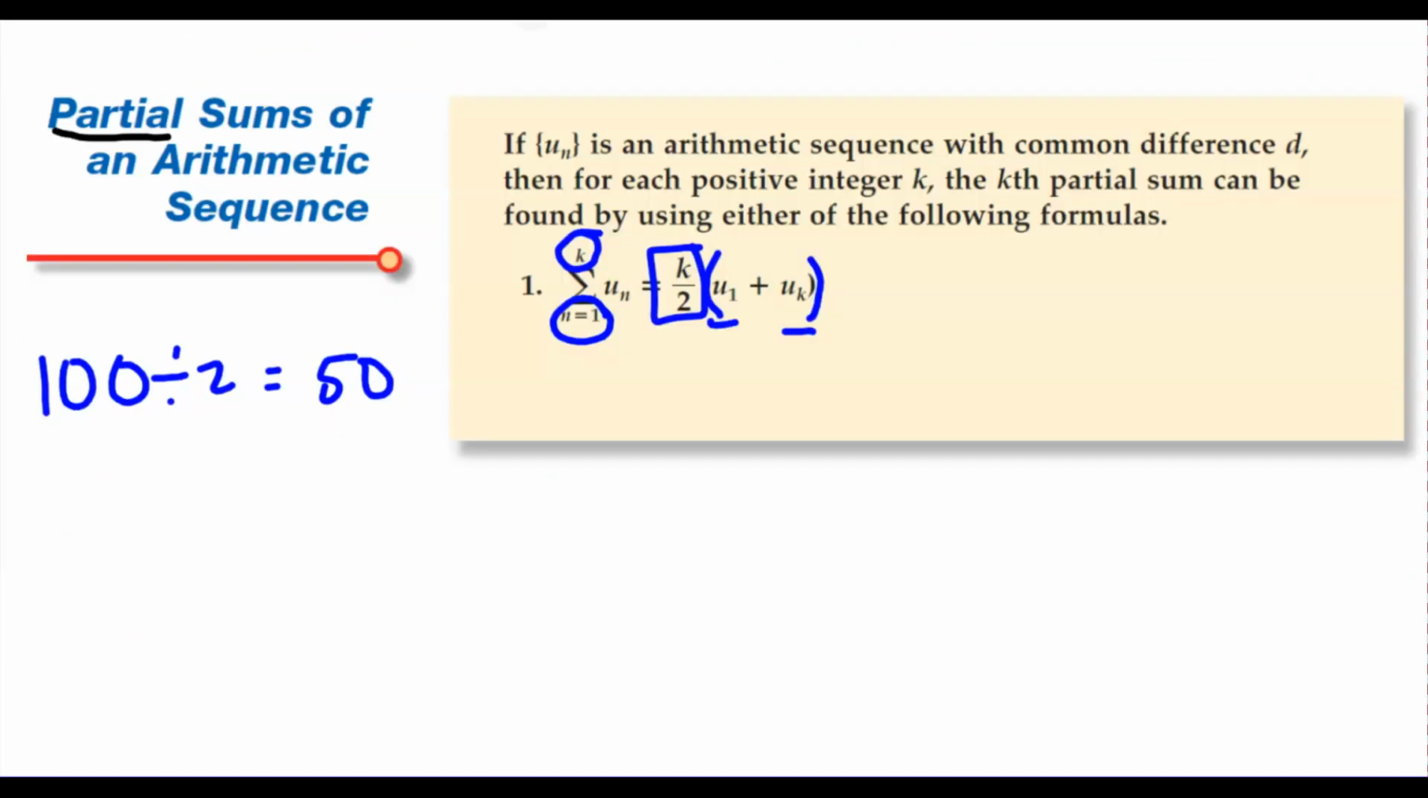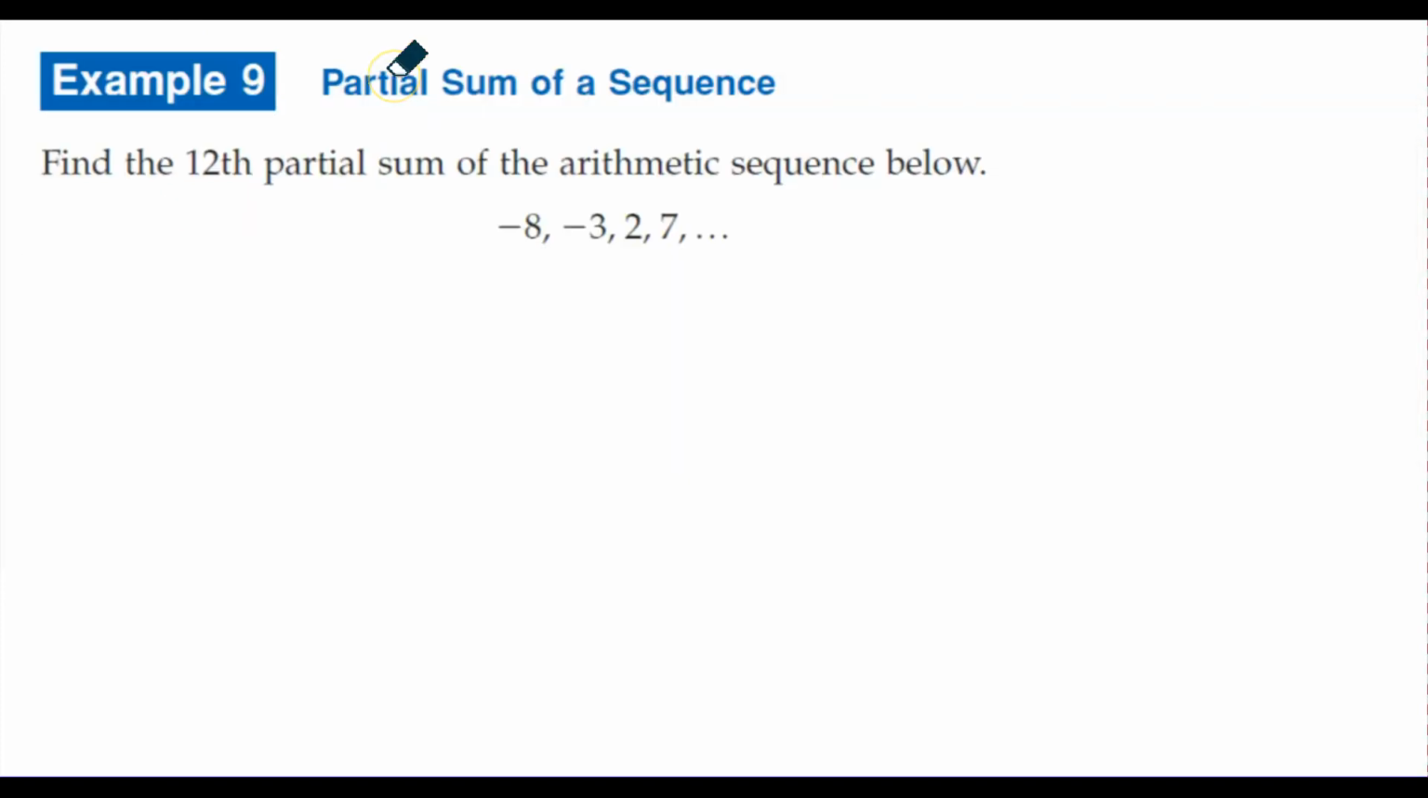So this formula helps you find the sum, or the partial sum, of arithmetic sequences. Partial just means a sequence goes on forever, and you're just looking for the first some number of terms. So let's take a look at how you can use that formula for finding the partial sum of a sequence. This example says find the 12th partial sum of the arithmetic sequence below.